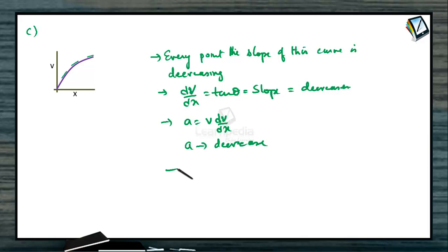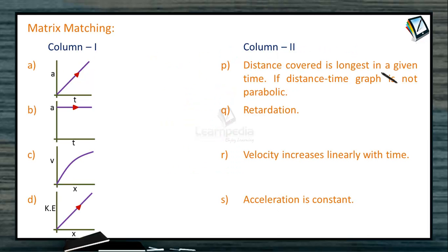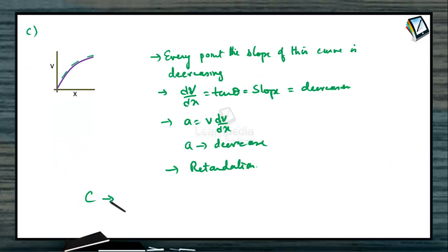What do we call decreasing acceleration? That is called retardation. Velocity will decrease and acceleration is not constant with time. So let us see which options are correct. For the third graph, distance covered is longest? No, here the distance covered will be less because the body is going to come to rest. Retardation, Q option is the correct one. Velocity increasing linearly, that's wrong. Acceleration constant, that's wrong. So for C, the correct option is Q.